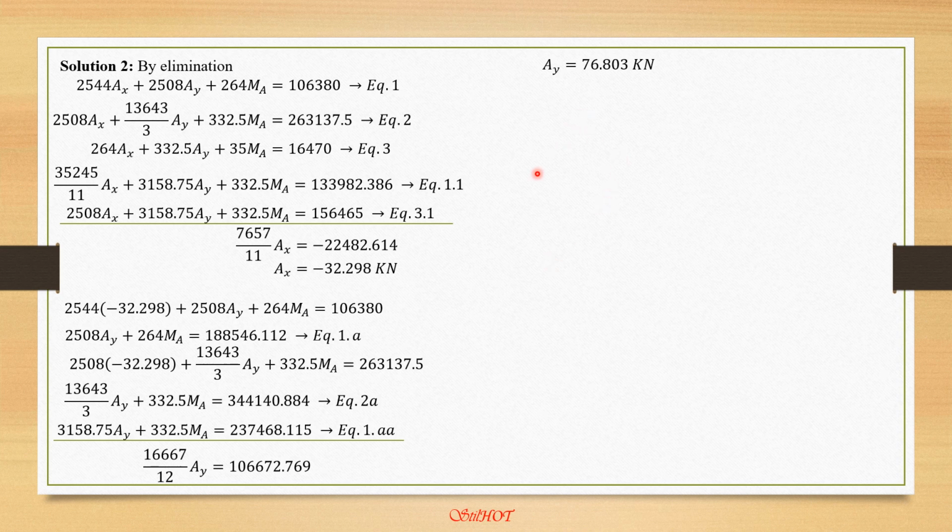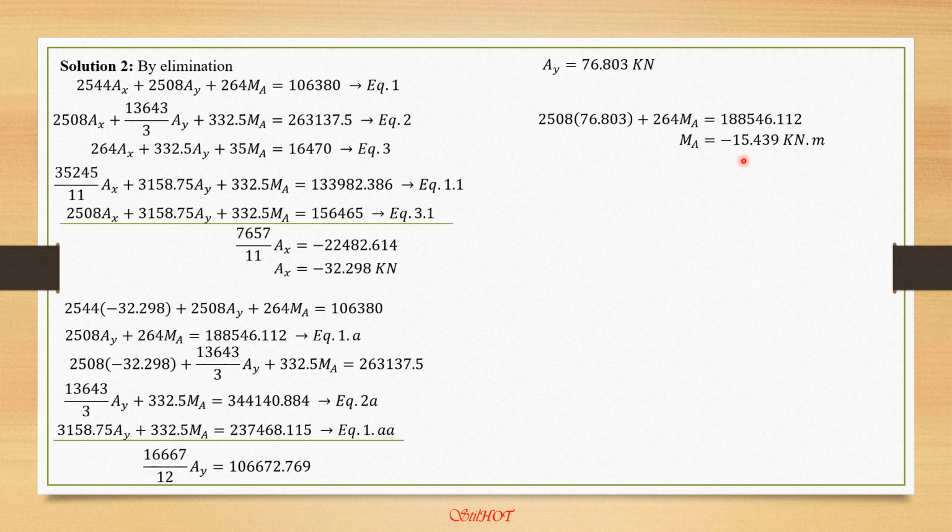Then substitute into equation 1A. So 2508 times 76.803 plus 264 MA equals 188,546.112. So we can solve MA: 188,546.112 minus 2508 times 76.803. Then the result divided by 264. So that is MA. So MA is negative 15.49 kilonewton meter.